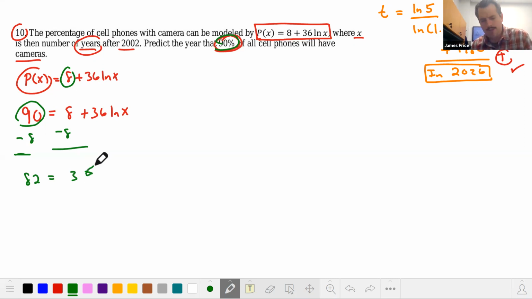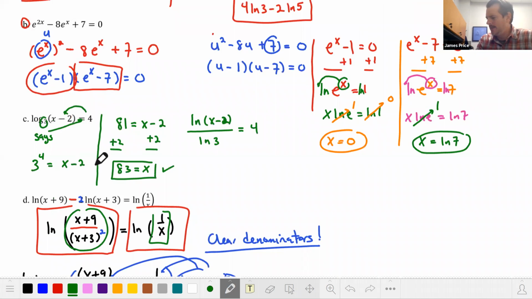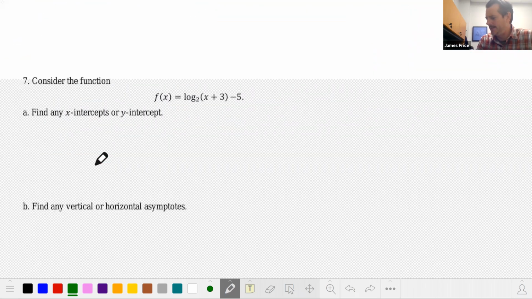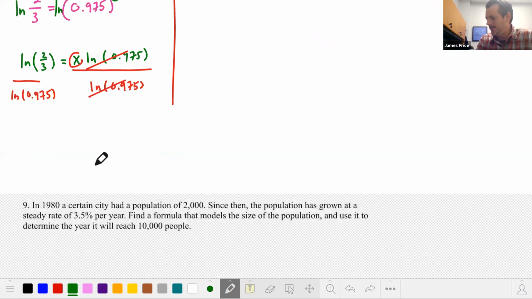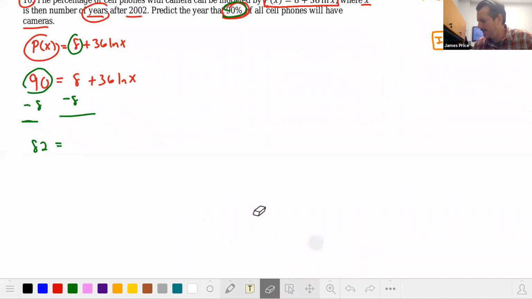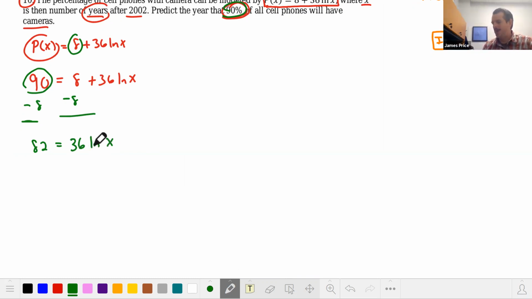Uh-oh. Hold on one sec, guys. This is not behaving for a second here. Let me get back down here. Cross my fingers. It's getting angry at me. Okay, let's go back here and write 36 ln of x. Cross your fingers, hope it doesn't crash on me.